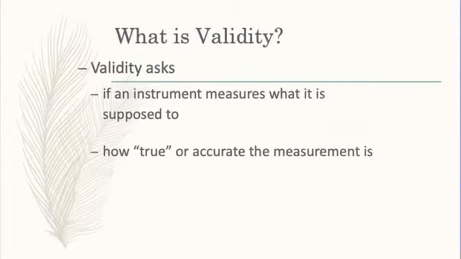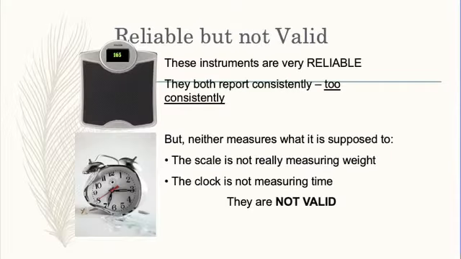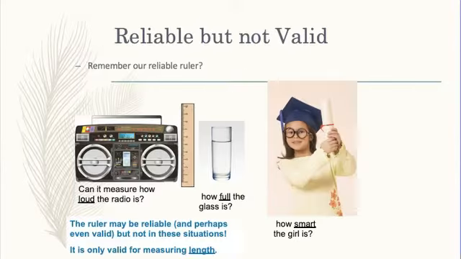So what about validity? Validity asks if an instrument measures what it's supposed to, how true or accurate the measurement is. These instruments are very reliable. They both report consistently. But neither measures what it is supposed to. The scale is not really measuring weight. The clock is not measuring time. They are not valid because when the elephant stepped on this, it didn't do anything. And this clock is broken, so it always says 6:15. So it's not a very valid measure.